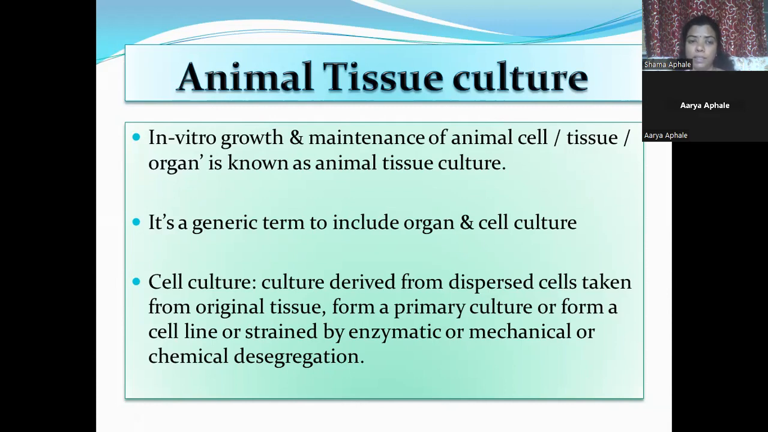When we are using cells which are isolated either from the primary organ or from cell lines, this can be termed cell culture. So the culture derived from dispersed cells taken from the original tissue, or from the primary culture, or from a cell line, by enzymatic, mechanical, or chemical disaggregation of the tissue, is known as cell culture.